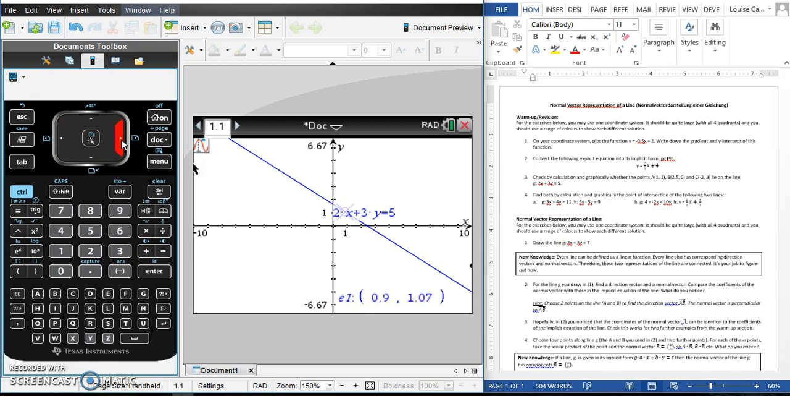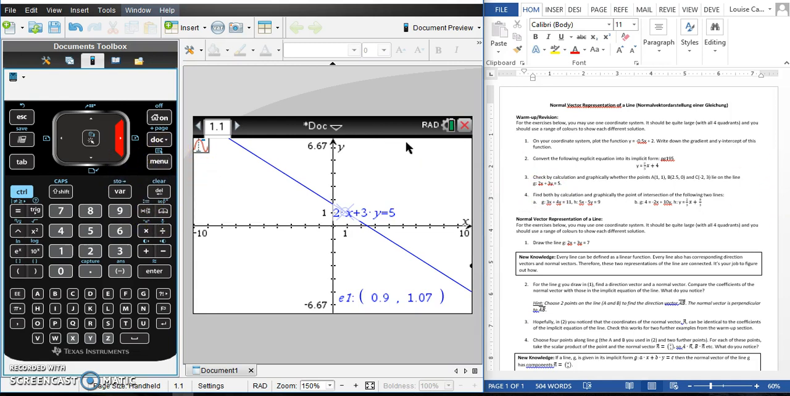If you want to check by calculation, you put 1 in for x and 1 in for y and see if you get 5 out, and the same for the other 2 points, the x value in for x in here and the y value in for y in there, and see if 5 comes out.